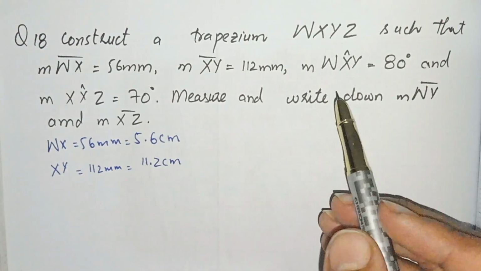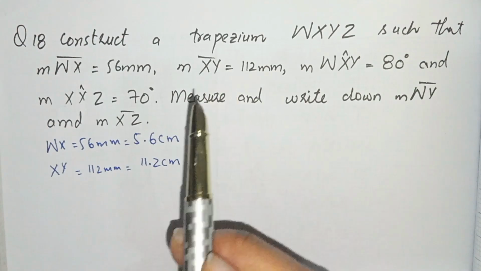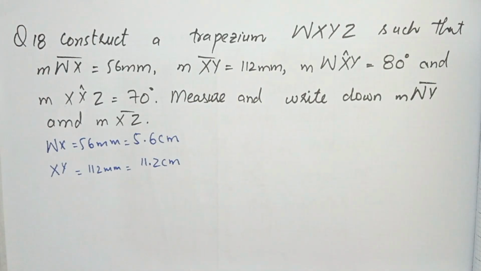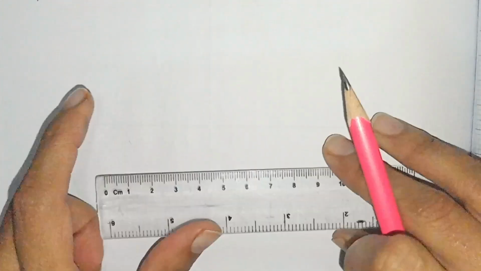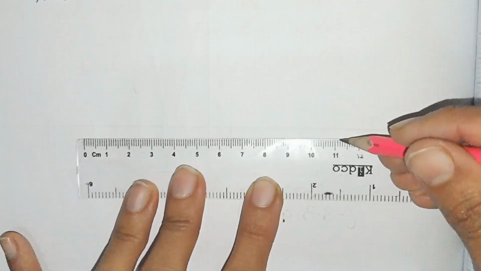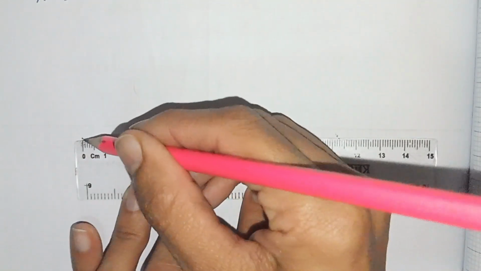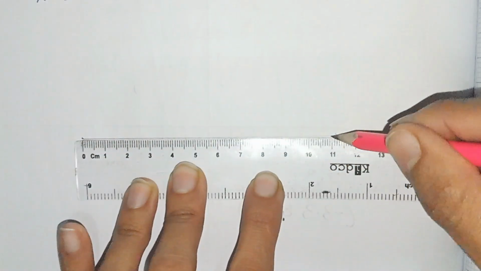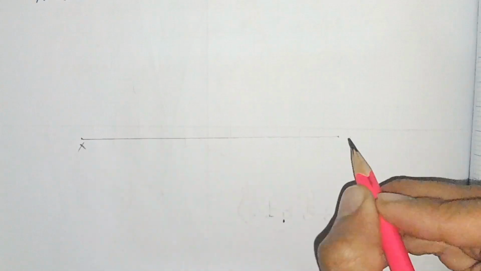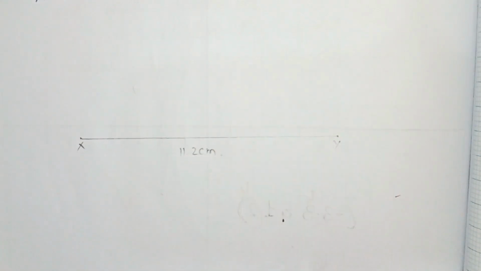First, we have to draw the angle at point X and Y. So we draw the first line XY. The XY is equal to 11.2 centimeter. First we draw the line of 11.2 centimeter. This is 11.2 centimeter, and this line is XY, 11.2 centimeter.